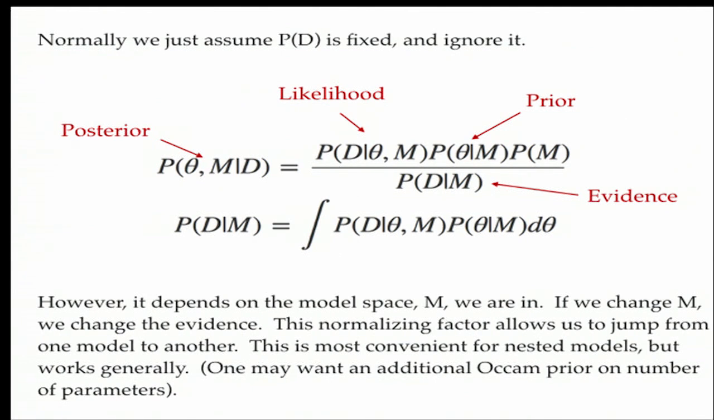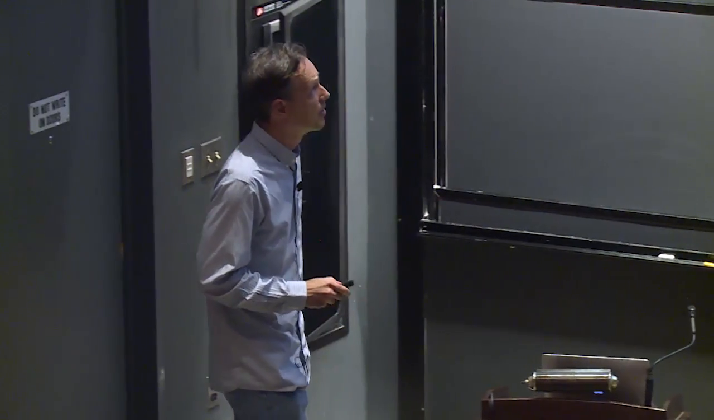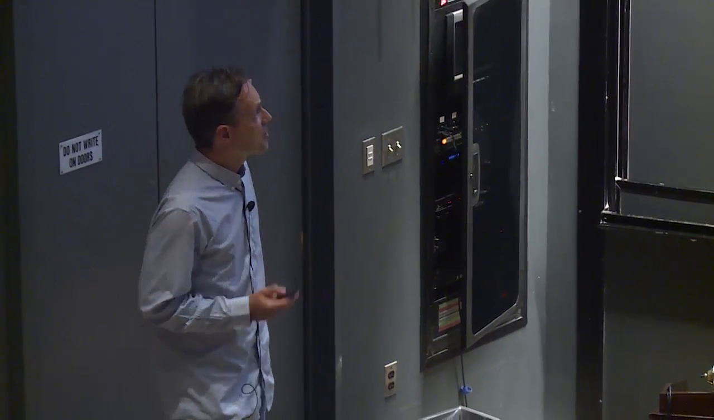So we have to be careful here as we jump from one model space to another. If we have nested models, this is actually pretty easy. But in general, it may be more complicated. And we may actually want some kind of Occam prior on the number of parameters. And that's something I want to come back to at the end. There's a lot of confusion about that. Well, maybe not in the field, but at least in my head. But I think maybe in the field also.